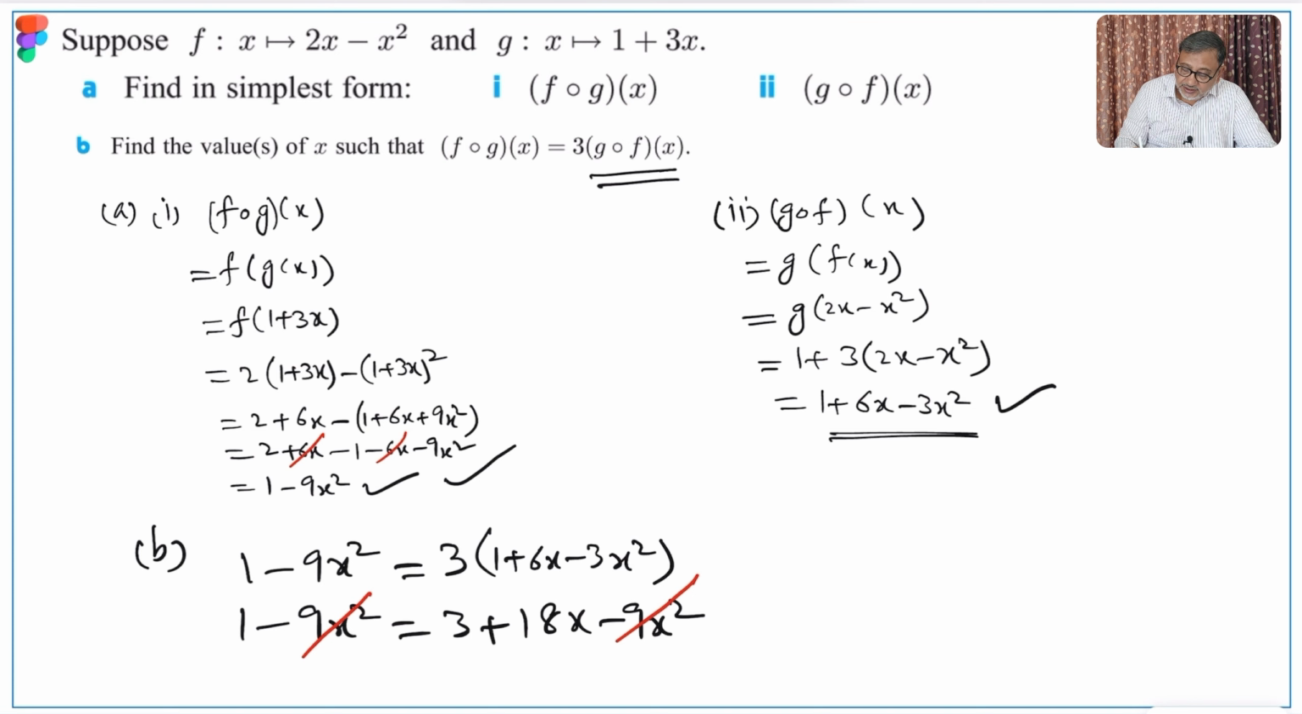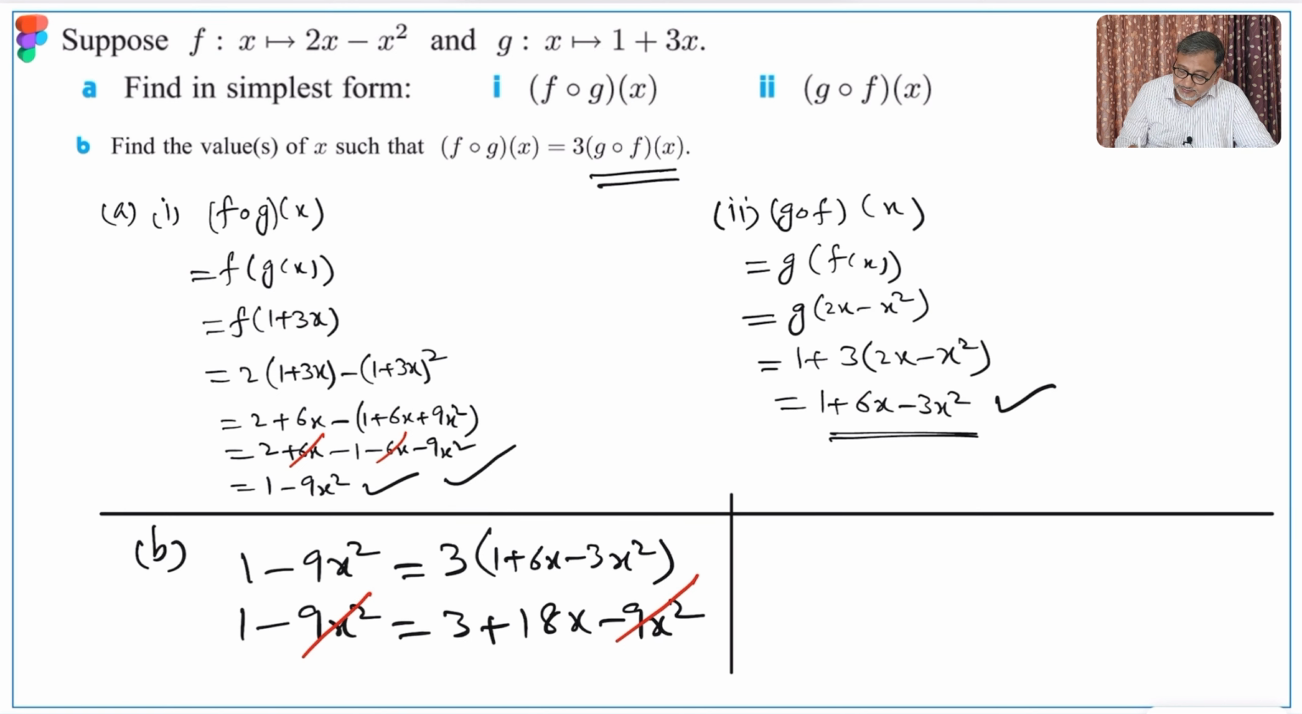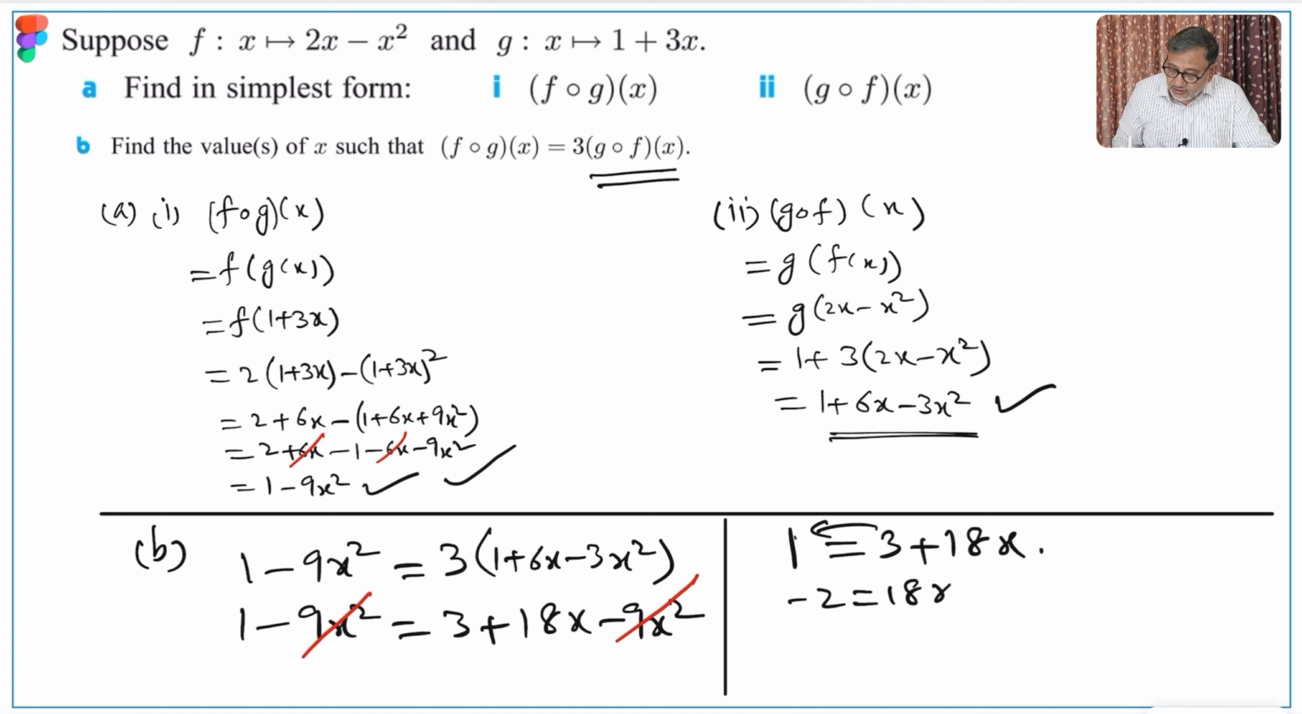Okay. Then let me put a line here for the second part. Okay. Now what is remaining? 1 is equal to 3 plus 18x. 3 will come here, so minus 2 is equal to 18x. So x is minus 2 over 18. It means minus 1 over 9. This is the value of x. They wanted value of x, right?